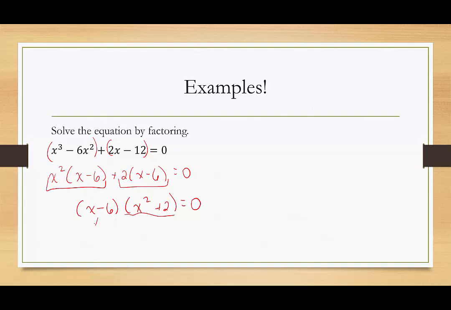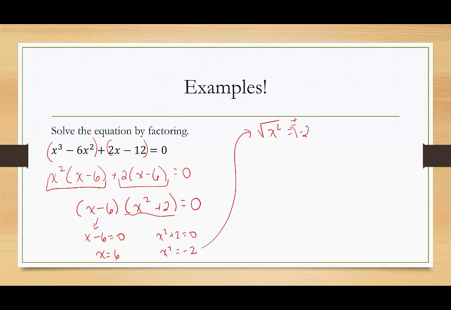This one would become x minus 6 equals 0, which means x is equal to 6. This one we have x squared plus 2 is equal to 0. So then we get x squared is equal to negative 2. I'm going to take it up here. To get x by itself, we'll need to take the square root of both sides.